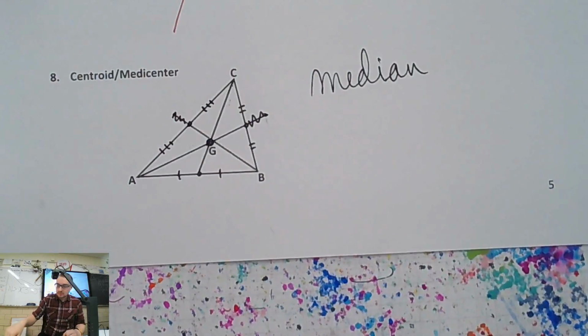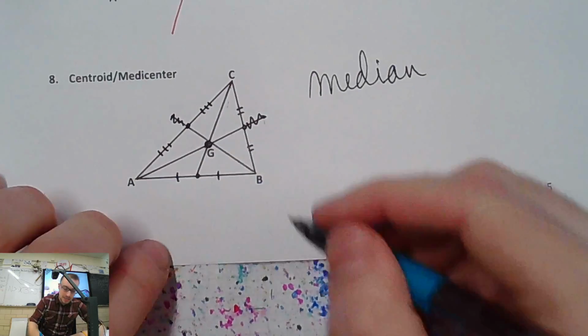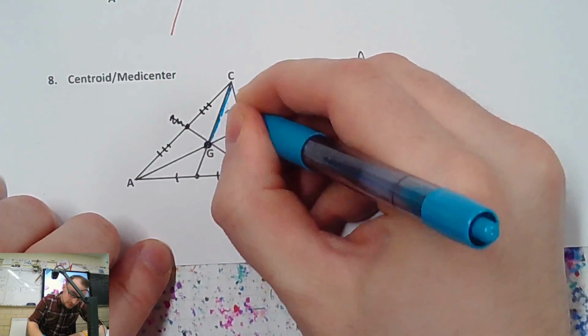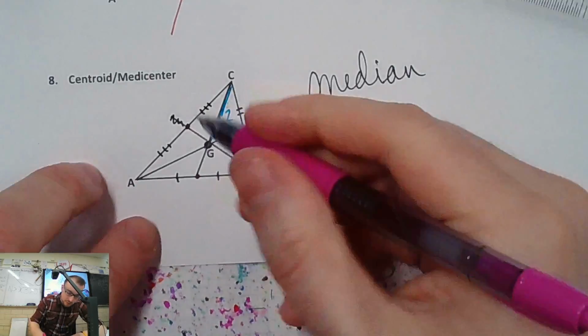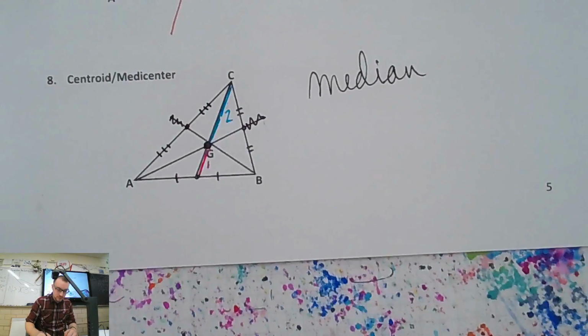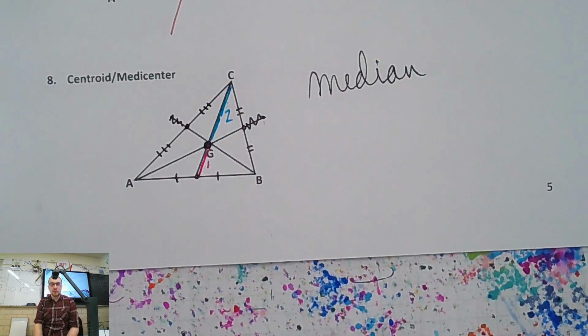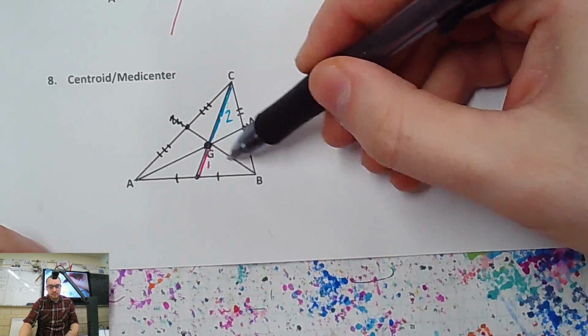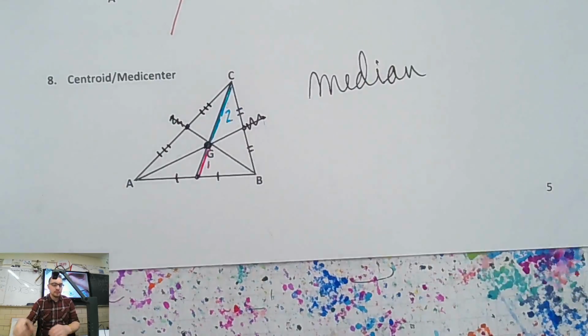Now, what do we know about G and how it cuts up the medians? It cuts up the medians into what ratio? Not half and half, right? But what? 2 to 1, exactly. So if this is 2, its counterpart would be 1. So we got medians, we got midpoints, and we got a 2 to 1 ratio for the segments. If GB were 8, how much would G to this be? 4, right? That's the idea. Take a look at 9.